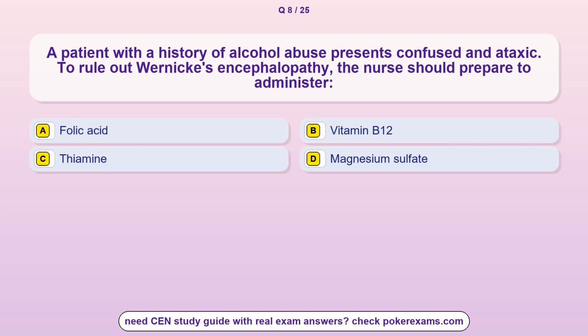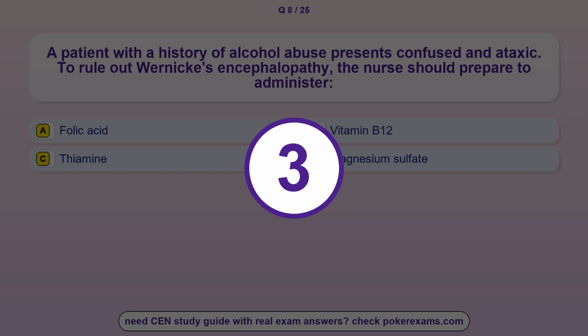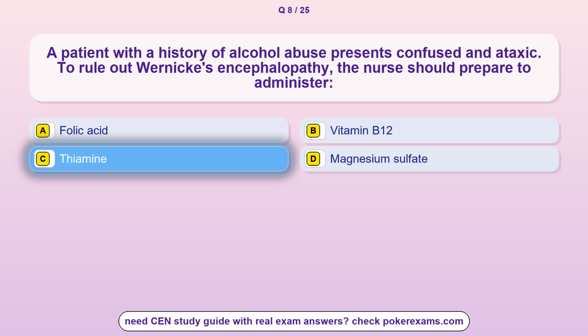Question 8. A patient with a history of alcohol abuse presents confused and ataxic. To rule out Wernicke's encephalopathy, the nurse should prepare to administer: Option A, folic acid. Option B, vitamin B12. Option C, thiamine. Option D, magnesium sulfate. The correct answer is option C, thiamine.